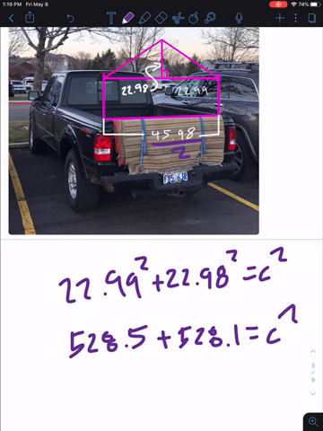27,000. That's completely wrong. Hang on a sec. Let's try this again. So 528.5 plus 528.1 equals, geez, 1,056.6. Right? Is equal to c squared.